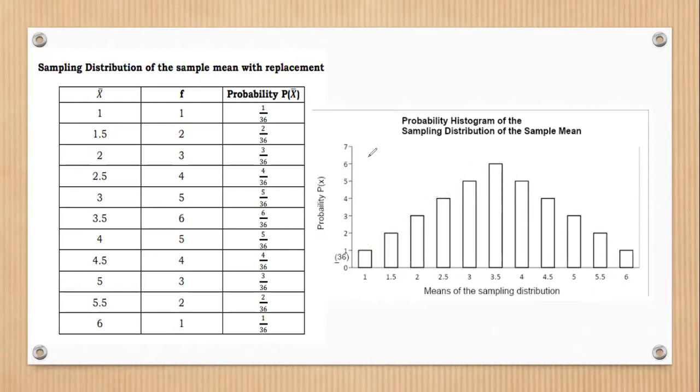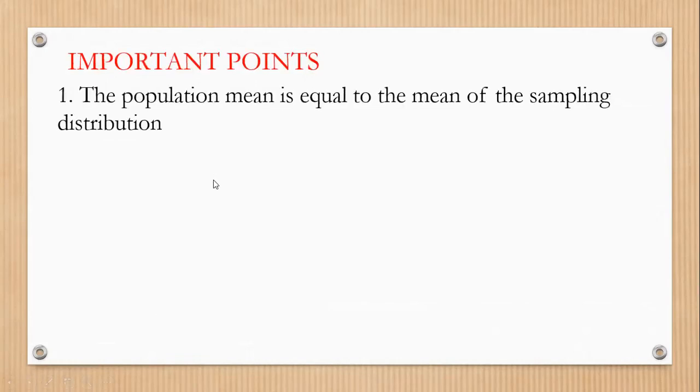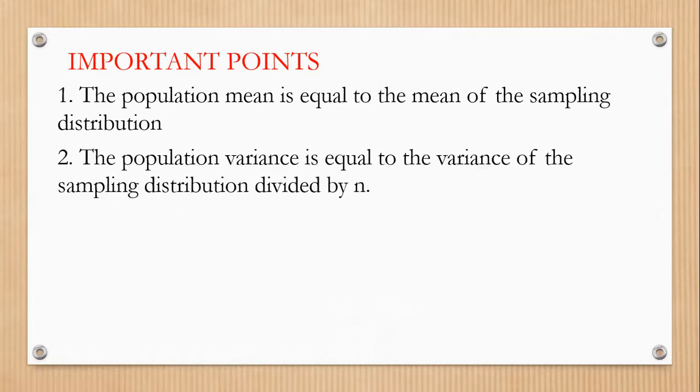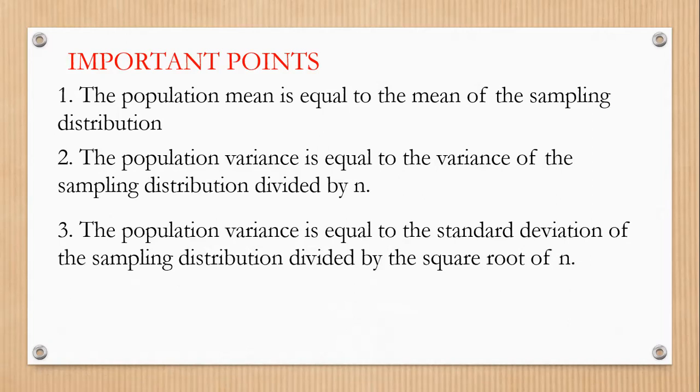To continue, what's the relation of those activities with today's discussion? I want to give you important points in today's discussion. Number one, the population mean is always equal to the sample mean. The population variance is equal to the variance of the sampling distribution divided by n, and the population standard deviation is equal to the standard deviation of the sampling distribution divided by the square root of n.